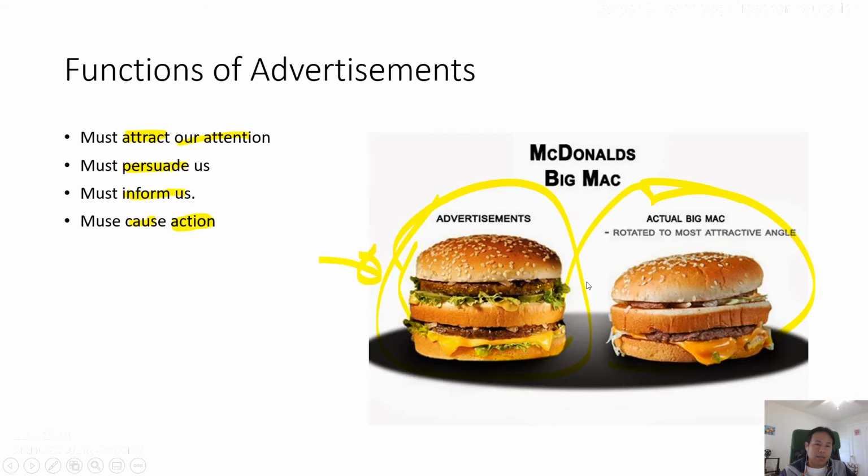Let's go back here again. An advertisement should attract, which is the top priority, and persuade us. It says why you need the product, and informs us and causes action.